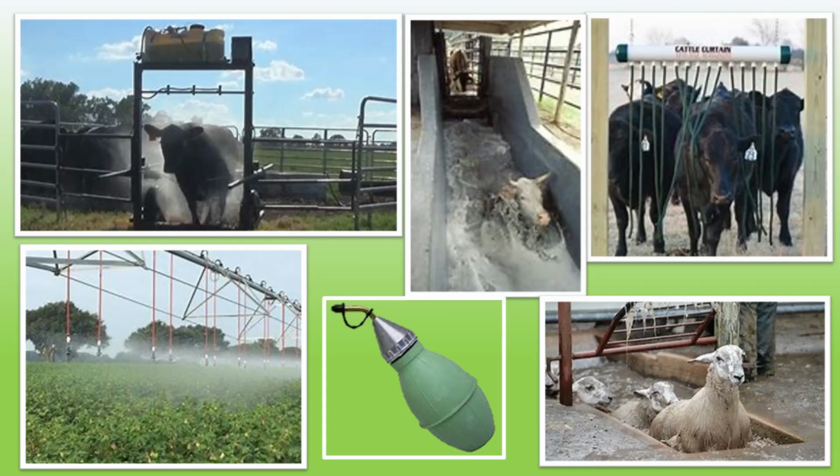On this slide, you're seeing some images of those other types of treatments. On the top left, you're seeing cattle walk through a sprayer. Top center, you're seeing a cattle dip chute. In the top right, you're seeing cattle rubs. In the bottom left, you're seeing field chemigation. In the bottom center, you're seeing a bulb duster. And on the bottom right, you're seeing a sheep dip.